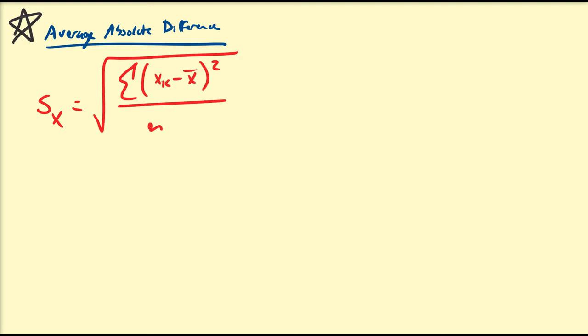Hello there. In this video we're going to discuss another measure of variation or dispersion for a dataset known as the average absolute difference, or sometimes called the mean absolute difference. As we should already know, the standard deviation for a dataset with x values can be calculated by taking the square root of the sum of the squared differences between the x values and the sample mean divided by the sample size minus 1.